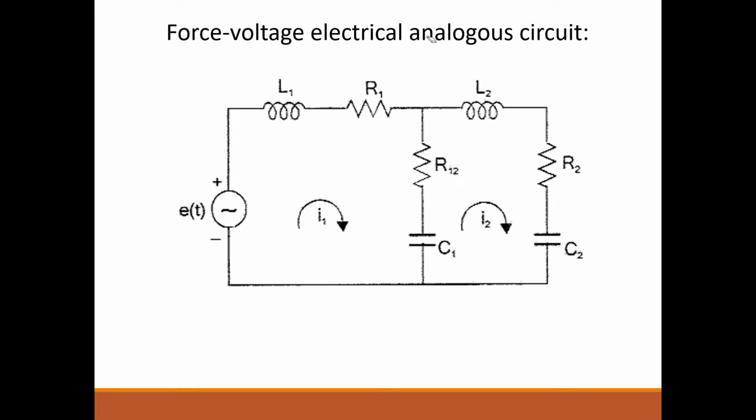Now we have this circuit. I forgot this current, isn't it? What is analogous of current? Velocity. Current is analogous to velocity. Since we are considering the force voltage analogous circuit, using KVL, mention loop currents instead of velocity. Velocity is replaced by current, loop currents I1 and I2.